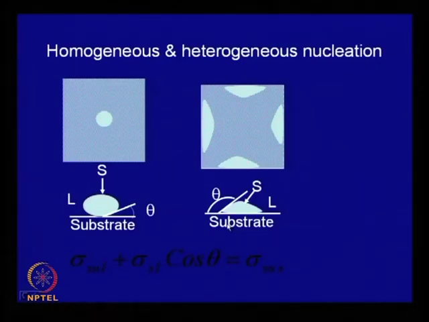Now, let us look at heterogeneous and homogeneous nucleation. In case of homogeneous nucleation, the nucleus shape is spherical, it takes place within the liquid, and there is a distinct interface between solid and liquid, and there is no substrate here.